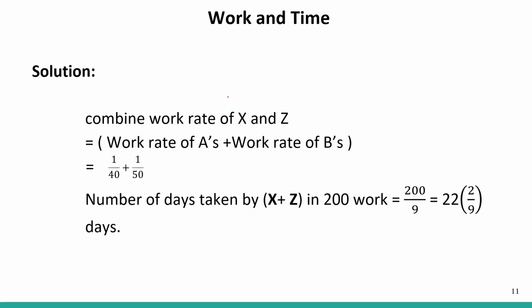So the combined work rate of X and Z is equal to 1 by 40 plus 1 by 50. So the number of days taken by X plus Z to do the work is 200 by 9, or 22 whole and 2 by 9 days. So this much amount of days.